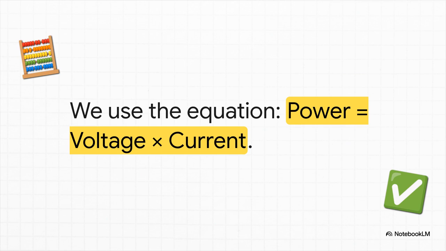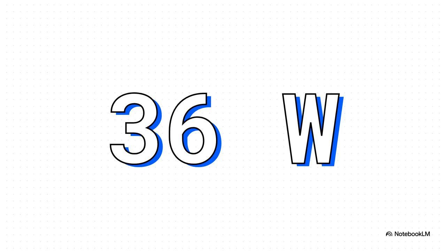We've got the tool for the job, right? We know that power equals voltage times current. All we've got to do is pop in the numbers we were given. And there you have it. 12 volts multiplied by 3 amps gives us 36 watts. That means our lamp is chewing through 36 joules of electrical energy every single second it's on. It's really as simple as that.